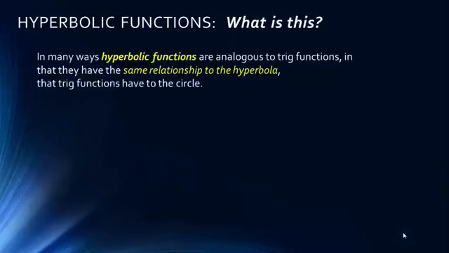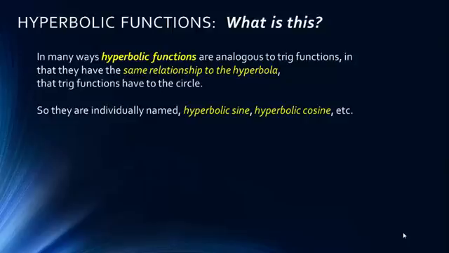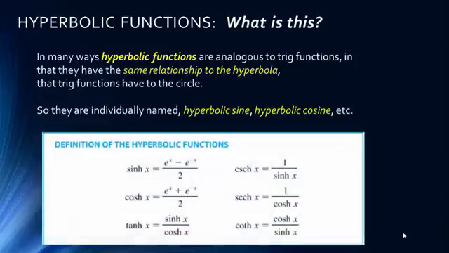In many ways, hyperbolic functions are analogous to trig functions, because they have the same relationship to the hyperbola that trig functions have to the circle. So each of the individual hyperbolic functions mirrors a trig function. For example, we have hyperbolic sine, hyperbolic cosine, hyperbolic tangent, all 6 functions hyperbolically. Okay?